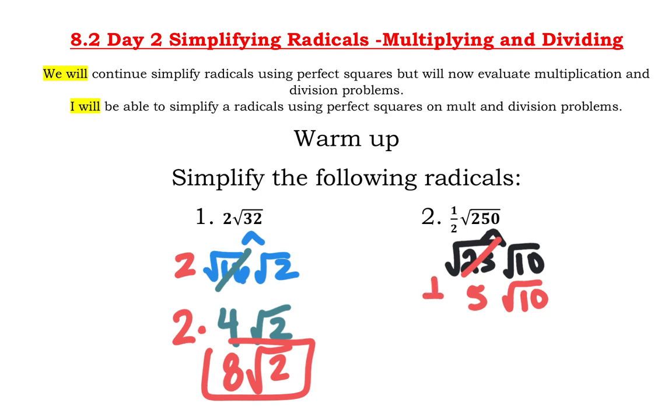And then we multiply that by a half. So if I don't want any decimals, what would that fraction be in front? 5 over 2, and then square root of 10.